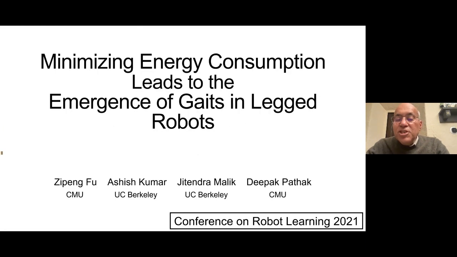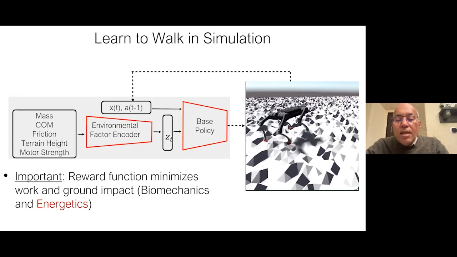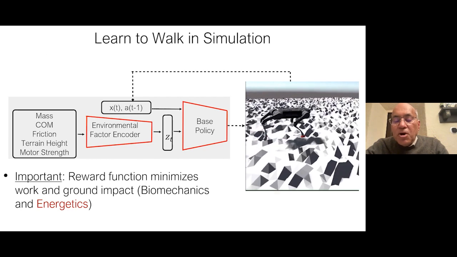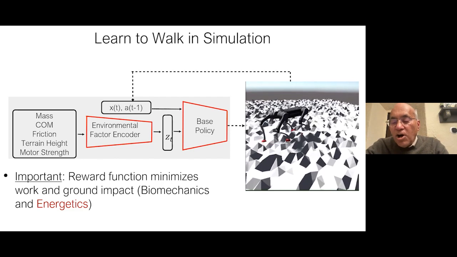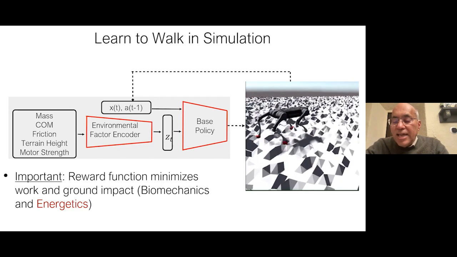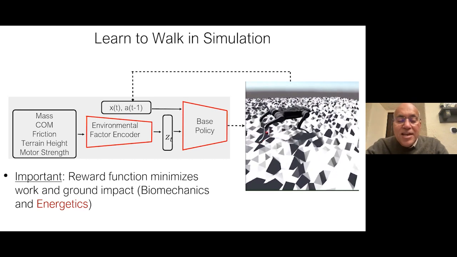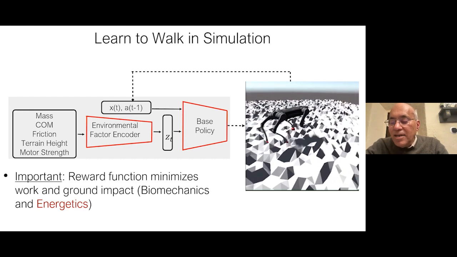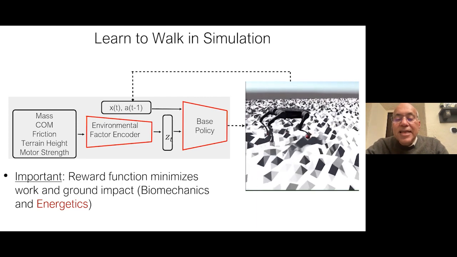So that's the question. Why do we get different gaits? And the answer, it turns out, is that it just emerges out of energy consumption. So next slide. If you remember, when we were training the robot to walk in simulation, we have to give it a cost function. And the cost function is don't fall and minimize your energetic consumption, in terms of the standard physics notion of energy, and minimize the impact at which your feet are hitting the ground. And that's it. And next slide.